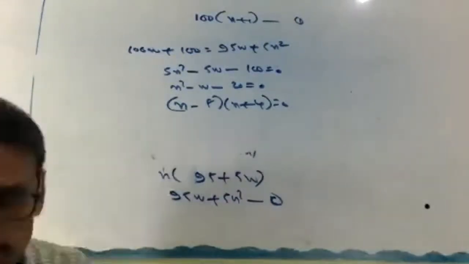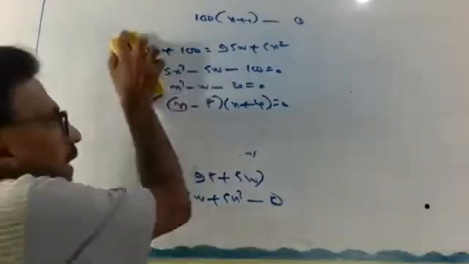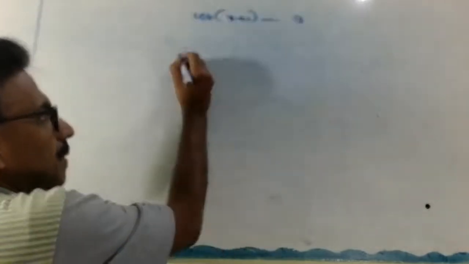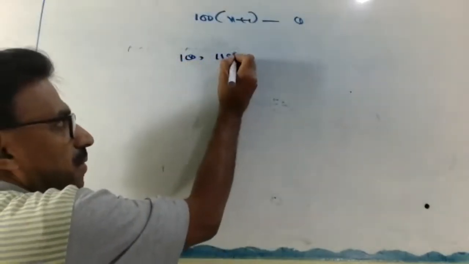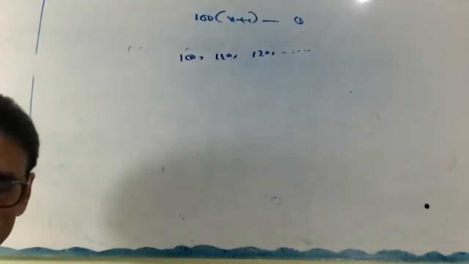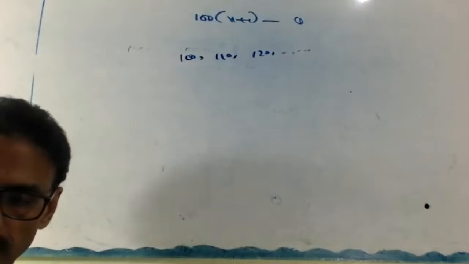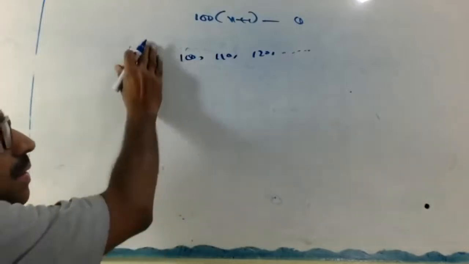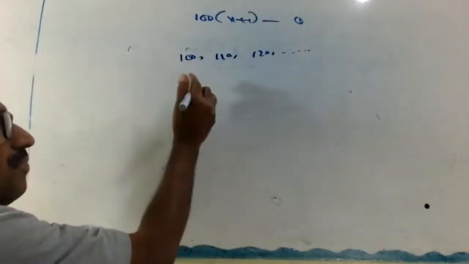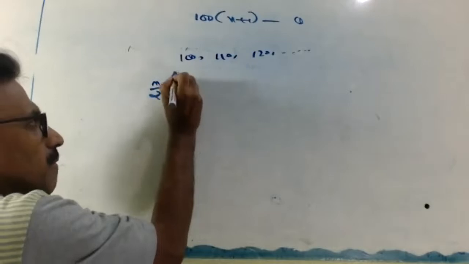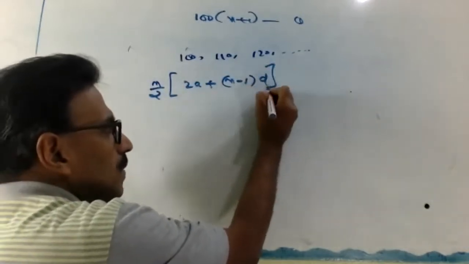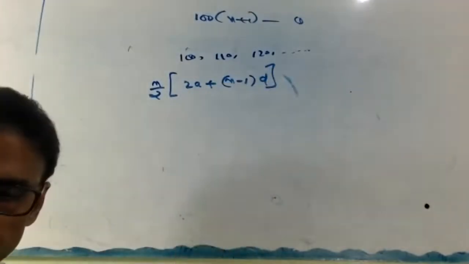Okay. Then, second part, the police runs first 100 meter, next 110, then 120, etc. It's an AP. So we can find the distance traveled, that means Sn equal to n by 2 into 2a plus (n minus 1) into d.